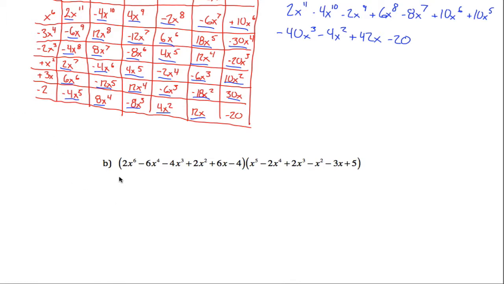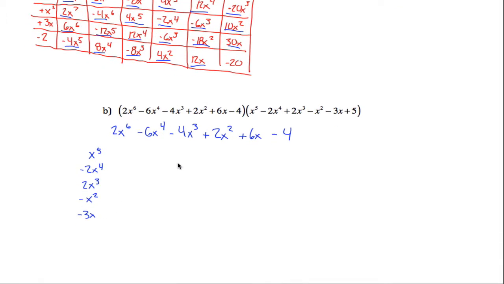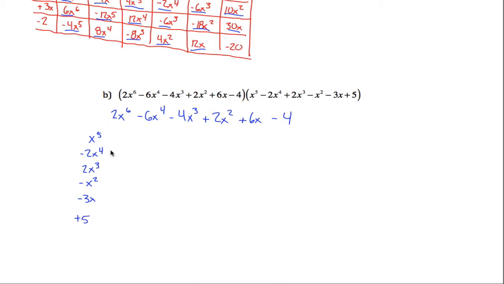So let's try it down here. 2x to the 6th, -6x to the 4th, -4x cubed, plus 2x squared, plus 6x, -4. Then over here I got x to the 5th, -2x to the 4th, plus 2x cubed, -x squared, -3x, and plus 5. And if I kind of fill out my grid here, I guess I should write all of them.